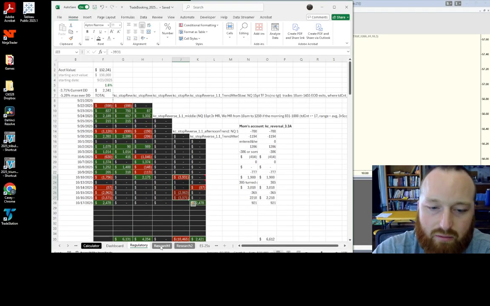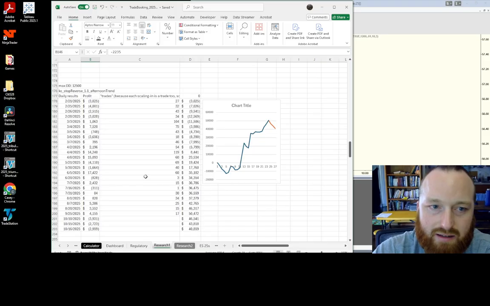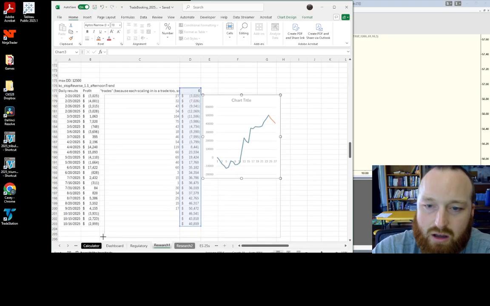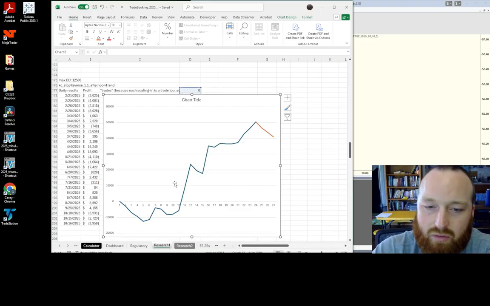The afternoon trend. We do want to check this back test just to see what's going on. You can see that this is the chart on the back test. We see that this is very, very bullish. We see drawdown, but very bullish nonetheless.